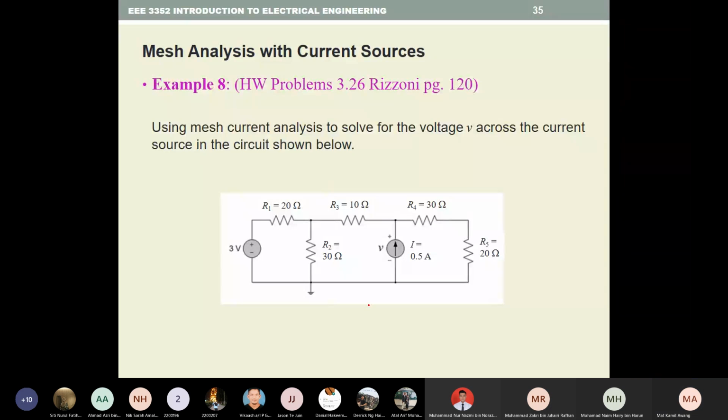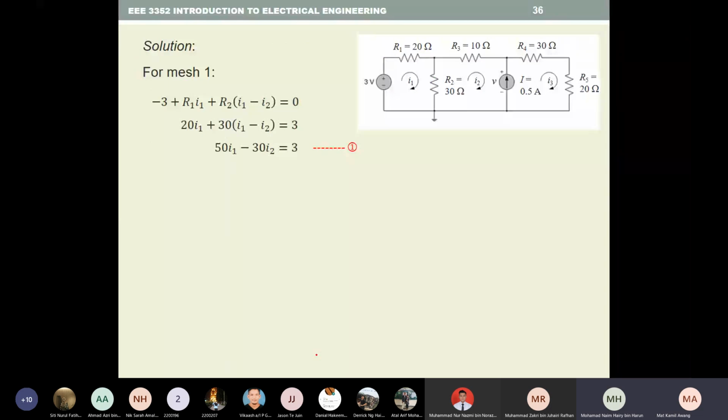So how many mesh do you have? 1, 2, 3. You have 3 meshes. So the first one, you get 3 volts minus I1 R1 minus R2 times (I1 minus I2) equal to 0. So this convention they use minus going out, and this is reversed from what I said. So you get minus 3 plus R1 I1 plus R2 (I1 minus I2) equal to 0.